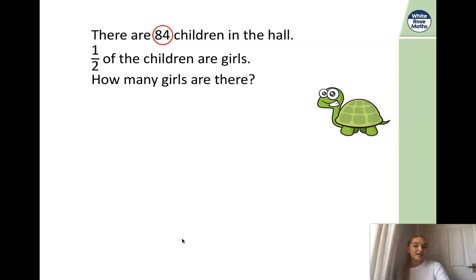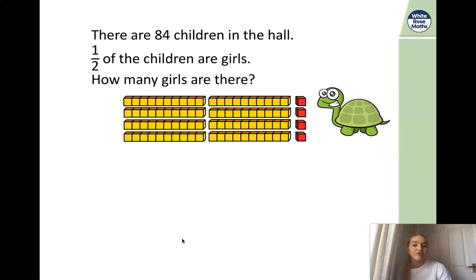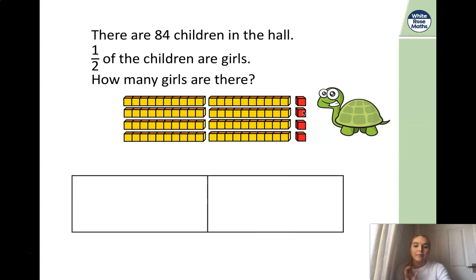So we could represent 84 using 8 10s and 4 1s. And we can see really clearly now that we have got 8 10s represented by my yellow base 10 and 4 1s represented by my red cubes. Now if we know that half of the children are girls, how many parts are we going to have? That's right, we're going to have 2 parts, and we can use our bar model to help us now.